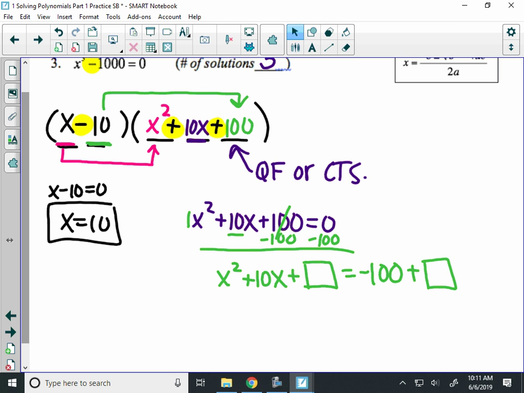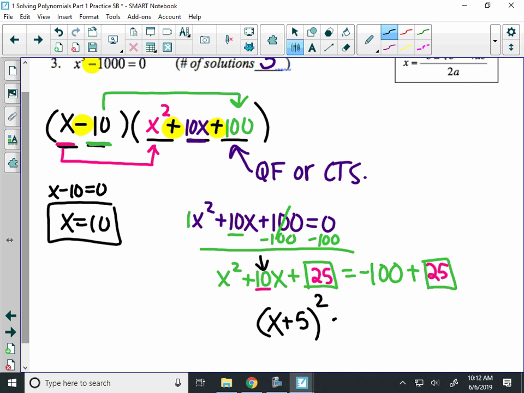To fill in the box, I take half of the middle number, which is 5, and square it. 5 squared is 25. Now the left-hand side, remember, it's always going to factor into a perfect square trinomial, which we shorthand wrote as something squared because both factors were the same. And the factor here was half of the middle term, x plus 5, and equals negative 75.